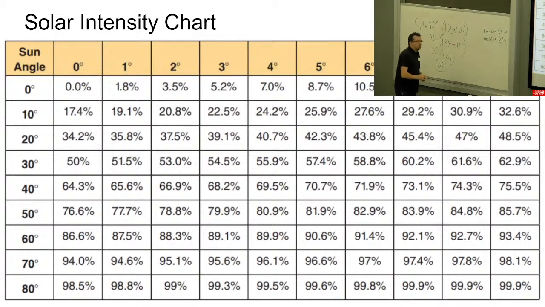So all you have to do, the solar intensity gives you an extra step. Find the solar angle, go to the solar intensity chart and go to the tens place. The tens place will be your first number, and the ones place is on the other axis. Find where they intersect, and that is your solar intensity.